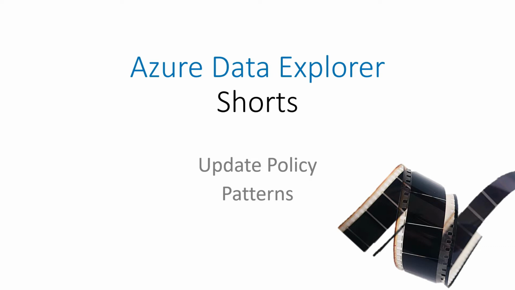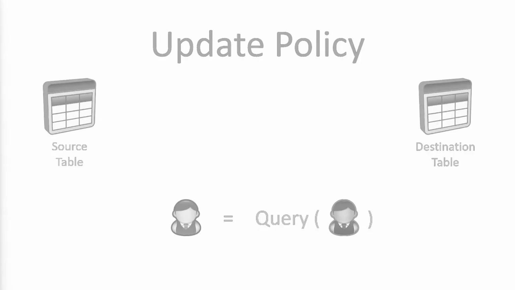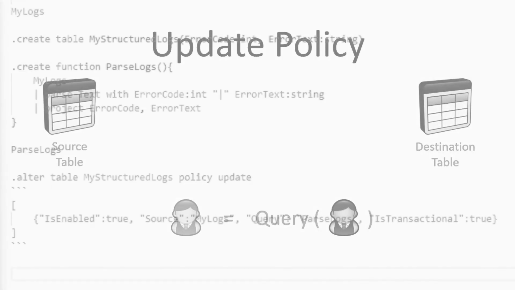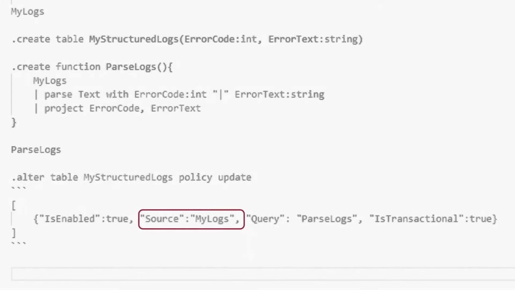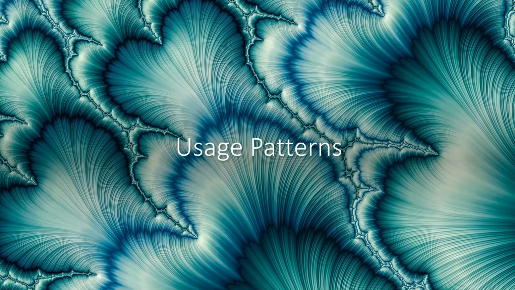Today we talk about update policy patterns. This is a follow-up to update policy introduction, which I invite you to look at. A quick recap: an update policy is something we define on a table to take data from another table and transform it when data is ingested in the source table. And now we're going to look at usage patterns.